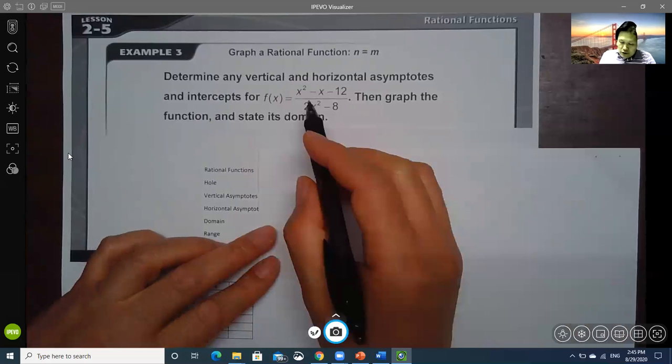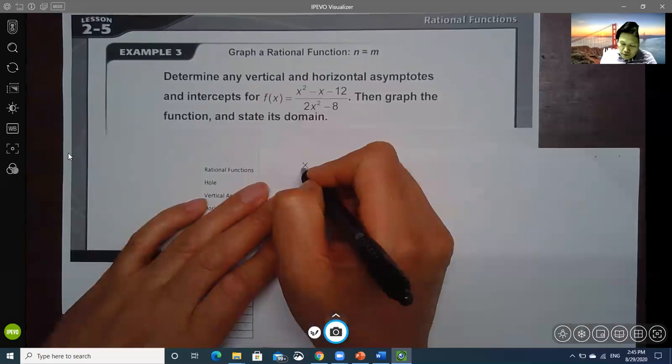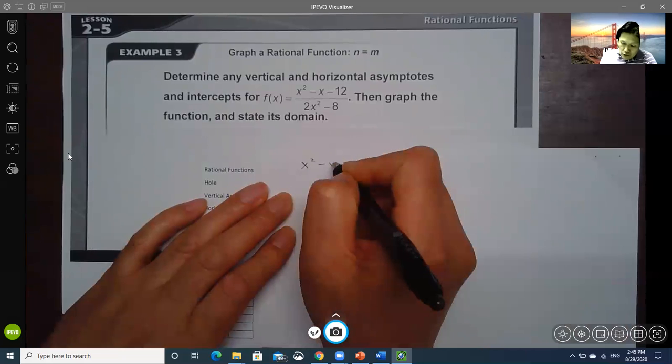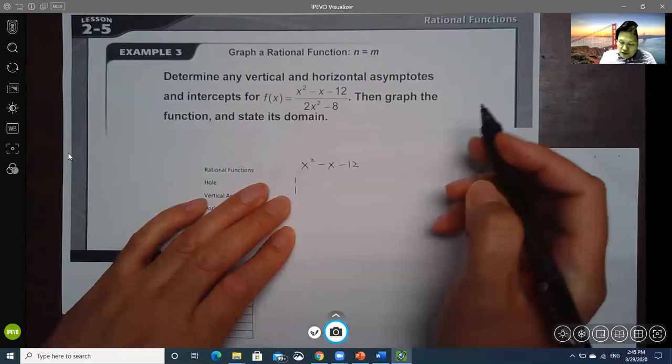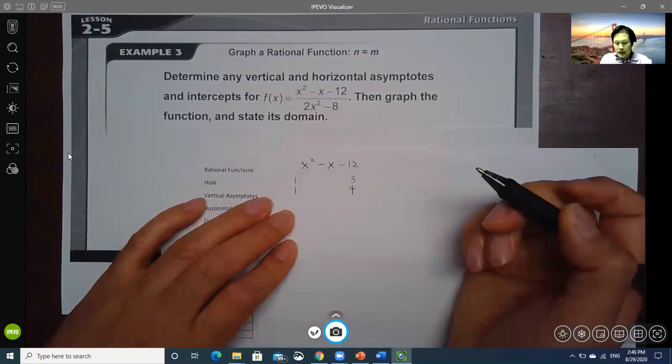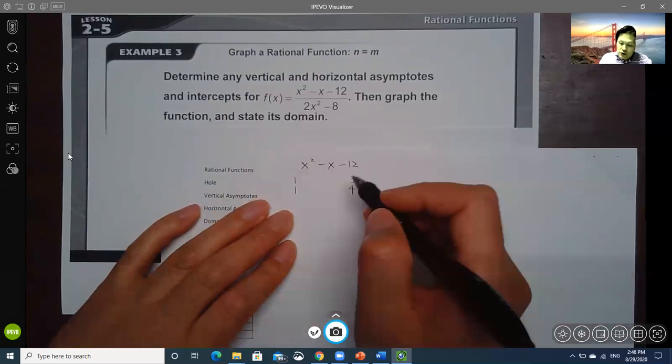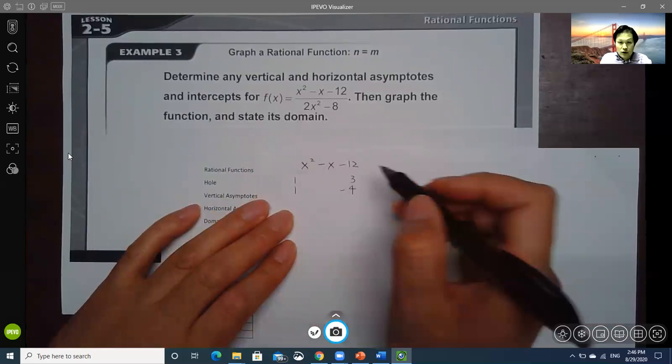So I will factor the numerator first. X squared minus x minus 12. So 1 times 1 makes 1. 3 times 4 makes 12. I need a minus 12. So 3 times minus 4 makes minus 12.